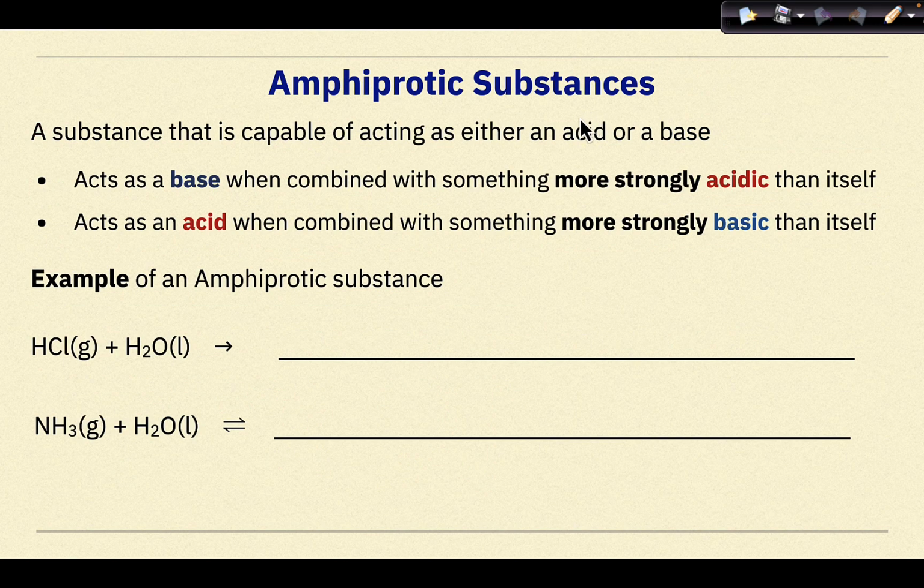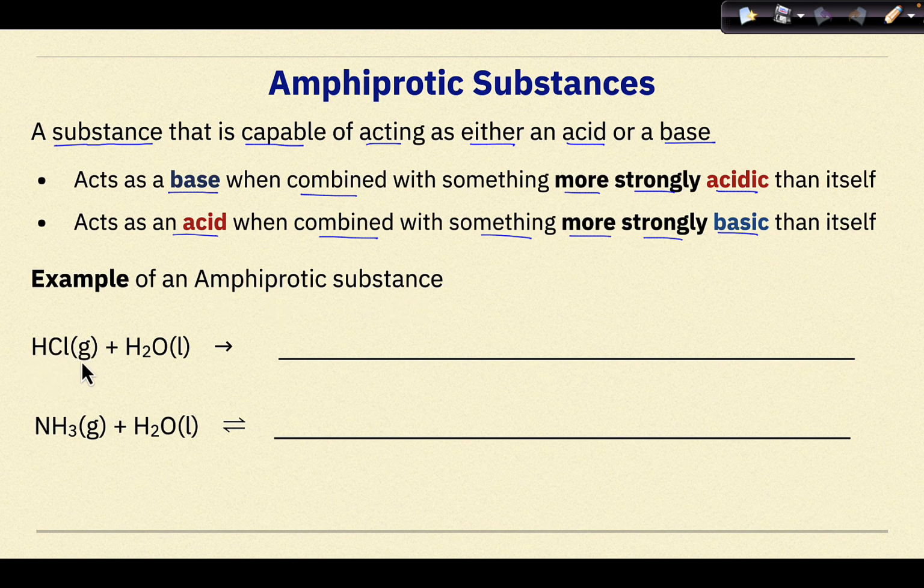Amphiprotic substances. An amphiprotic substance is a substance that is capable of acting as either an acid or a base. An amphiprotic substance is going to act as a base when combined with something more strongly acidic than itself. It's going to act as an acid when combined with something more strongly basic than itself. Here's an example of an amphiprotic substance.